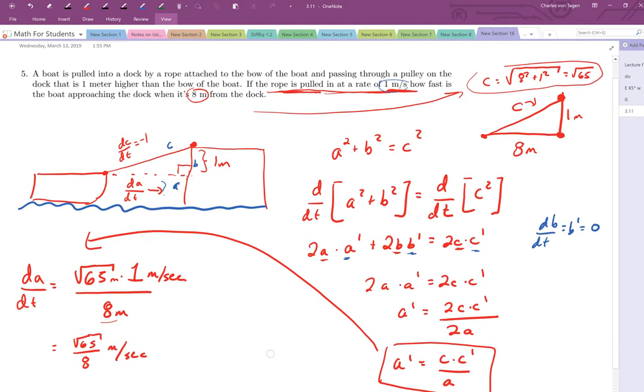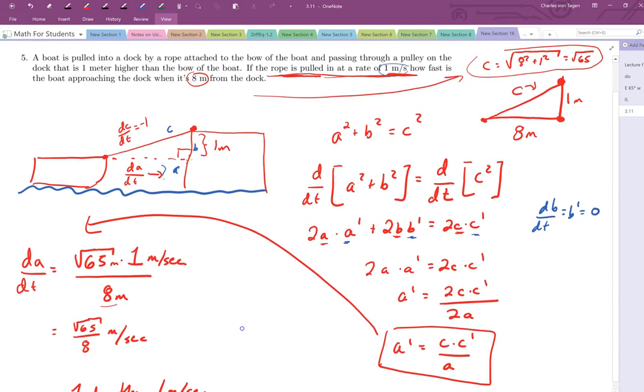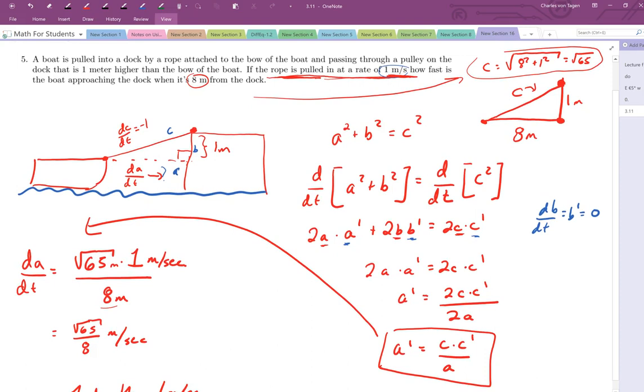So this was a challenging problem. I encourage you to maybe watch the video a second time and then work some similar homework examples. But the key here was recognizing that the formula that would relate all these together was the Pythagorean theorem, and then we proceeded from there.